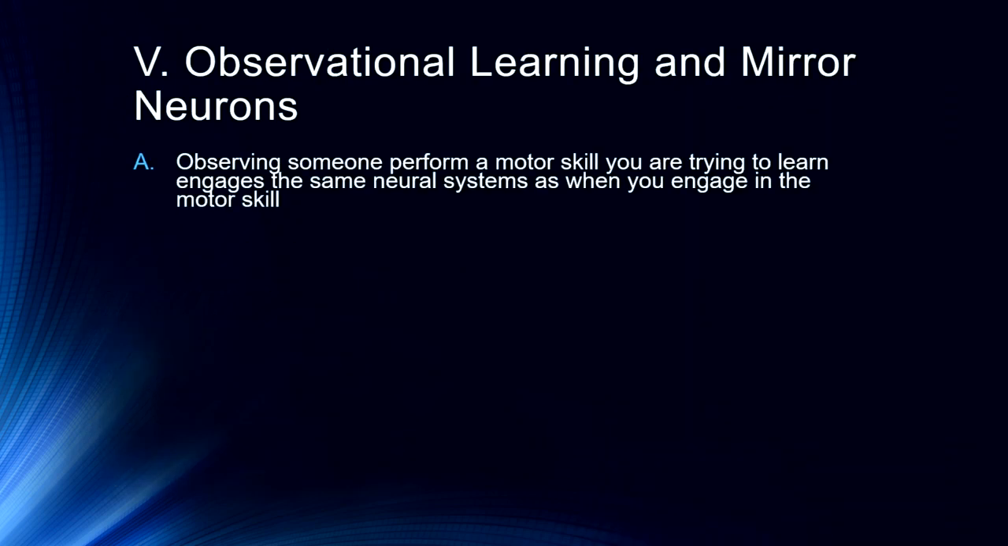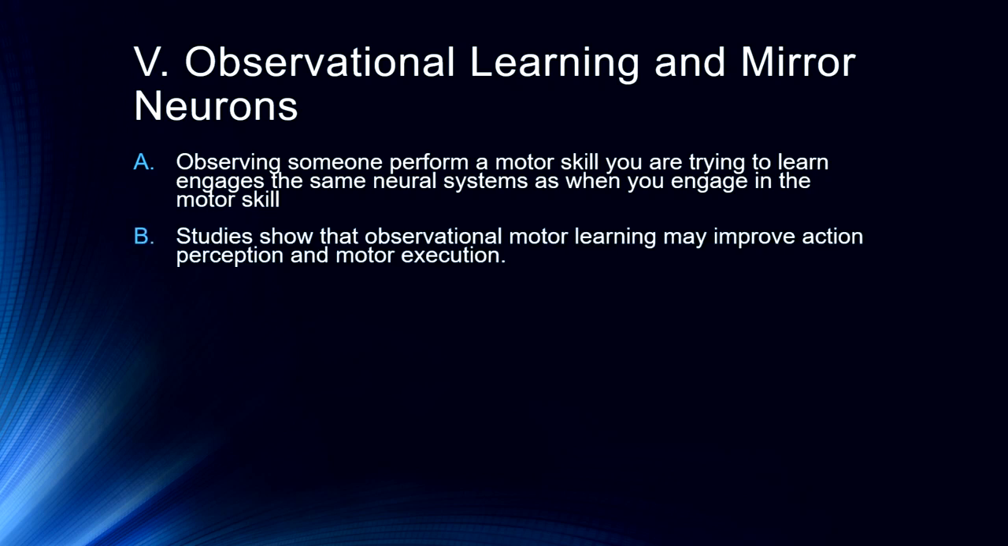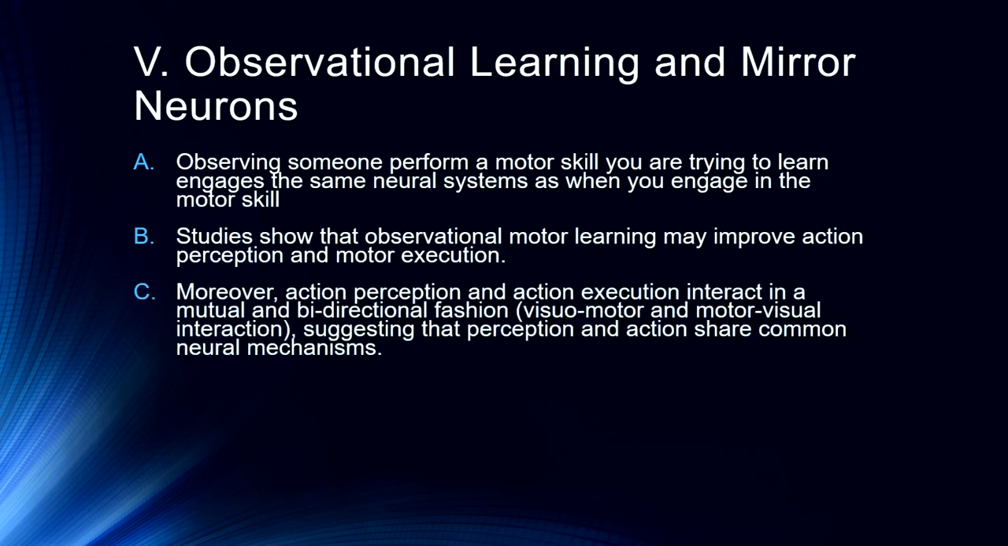The final point I want to talk about is observational learning, because this is a very interesting part of thinking about how we learn new skills. You actually can learn quite a bit by watching somebody else perform a skill. So observing someone perform a motor skill you're trying to learn engages those same neural systems as when you engage in the motor skill. Studies show that observational motor learning can improve action, perception, and motor execution. So watching somebody do something can actually improve your execution of that same sequence.